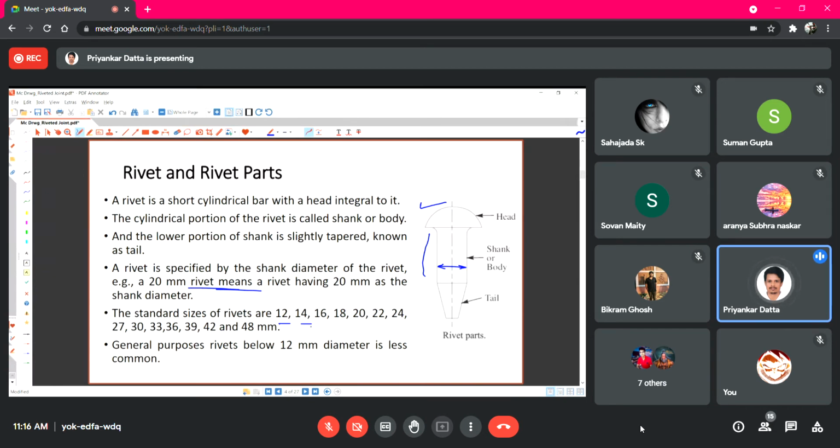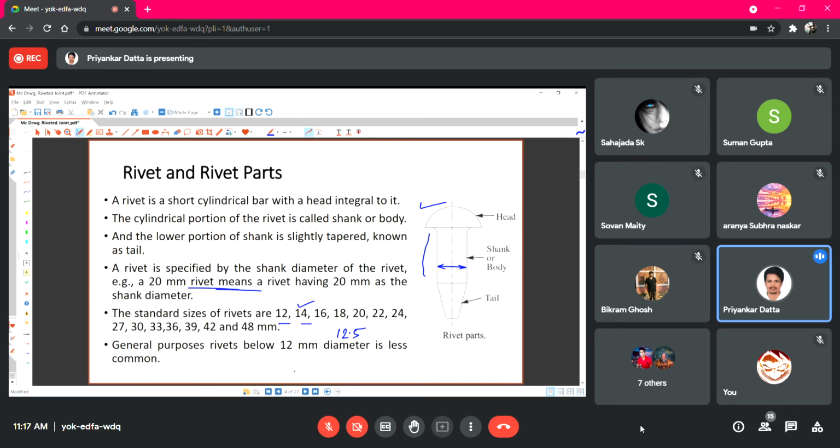After some time I will show you some relationships based on which we can select the diameter. But mostly we have to select from the chart. So say for example, from calculation or from any experiment or test, if we get the rivet diameter should be say 12.5 millimeter, then we have to select the next available standard size, that is 14 millimeter, right?